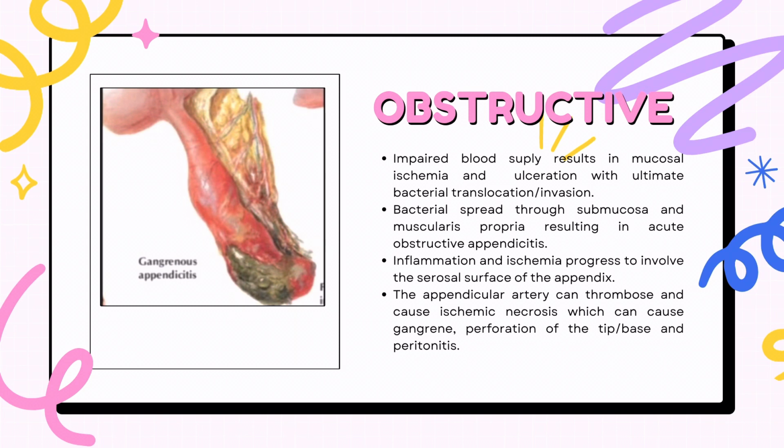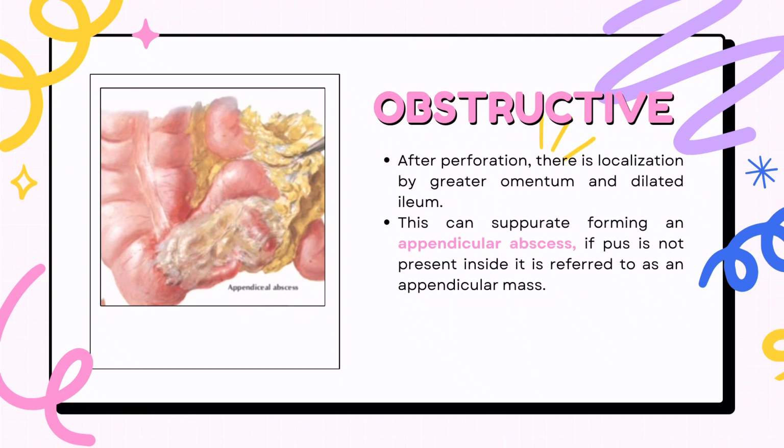Inflammation and ischemia progress to involve the serosal surface of the appendix, and the appendicular artery can thrombose and cause ischemic necrosis, which can cause gangrene, perforation of the tip or base, and peritonitis. After perforation, there is localization by the greater omentum and dilated ileum. This can separate, forming an appendicular abscess. If pus is not present inside, it is referred to as an appendicular mass.